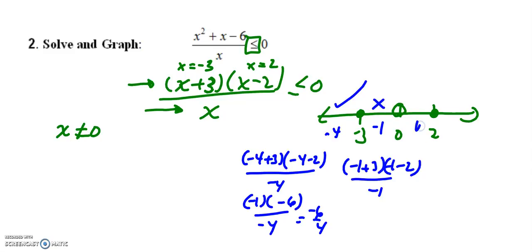Here, I'll pick the critical number of 1. So if I plug that in, that would be 1 plus 3, 1 minus 2 over 1. So that's a positive number times a negative number over a positive number, which is negative, which is what we want. We want this number less than or equal to 0, so this works.